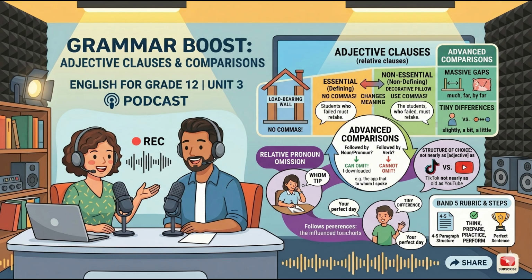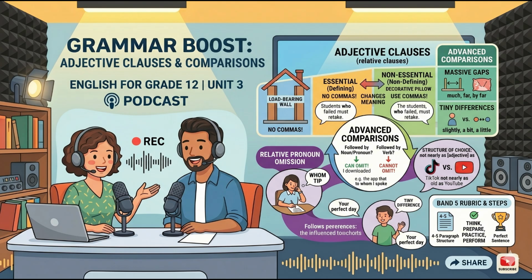So once you've clearly established who or what you're talking about with these precise clauses, you eventually have to evaluate them. And that usually means comparing them to something else. Yes, absolutely. But just saying one app is better than another feels a bit basic for a band 5, doesn't it? Because it is basic. Unit 3 explicitly pushes you way beyond basic comparisons into actual degrees of difference. So what does that look like? Well, the rubric wants to see you weigh things accurately. If there is a massive gap between two things, you don't just say bigger. You use modifiers like much, far, or by far. And for tiny differences? For tiny ones, you use slightly, a bit, or a little.